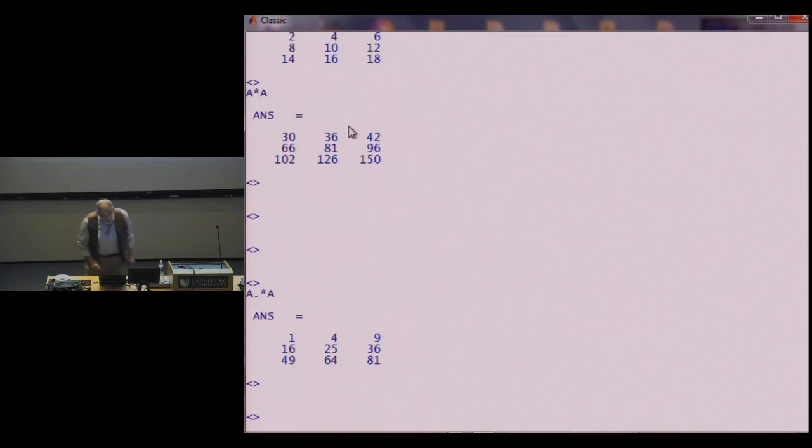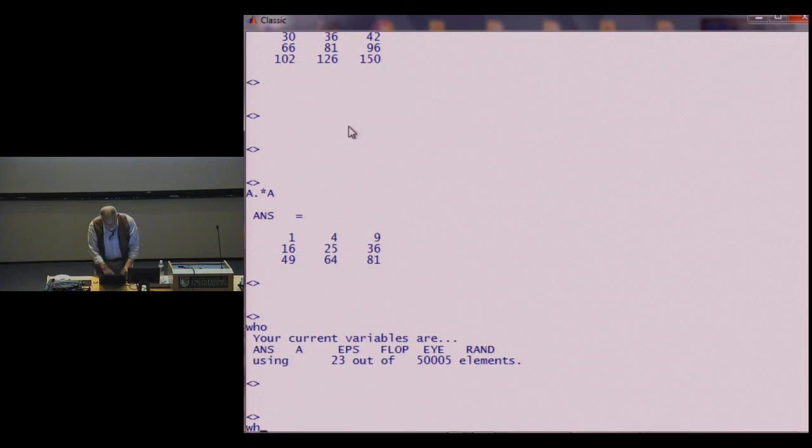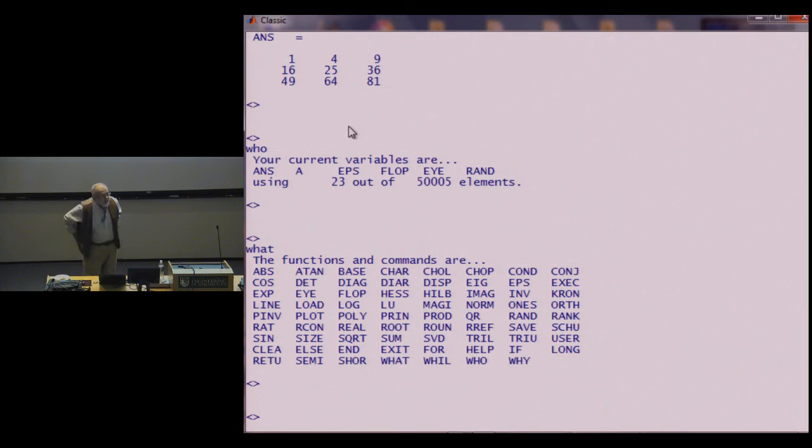If I say who, I get a list of the variables in my workspace. If I say what, this lists all the functions. That's all the functions. That's all there was. There were 80 functions. This is a matrix calculator. It isn't a programming language. There's no M-files. There's no toolboxes. No control theory. No FFT. No ODE solvers. It was just this very simple matrix calculator.